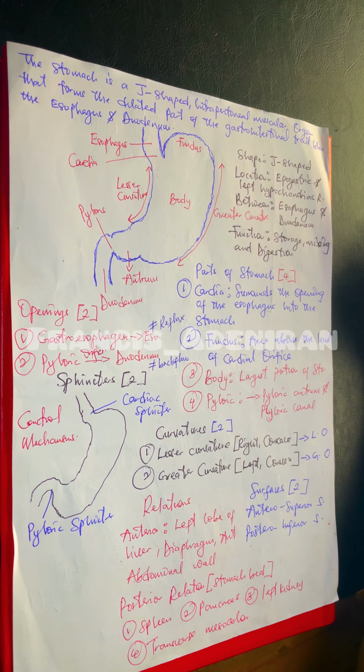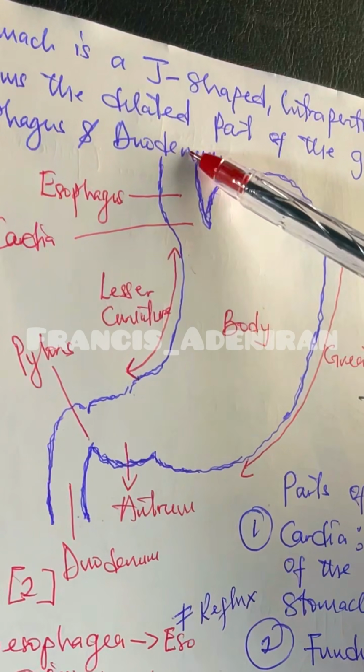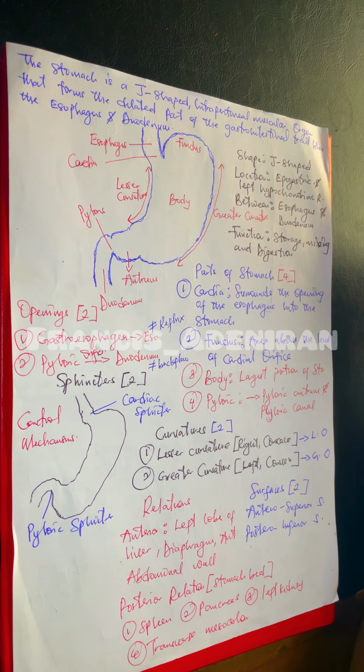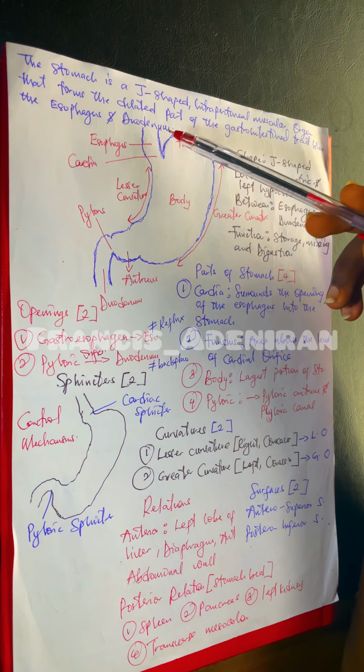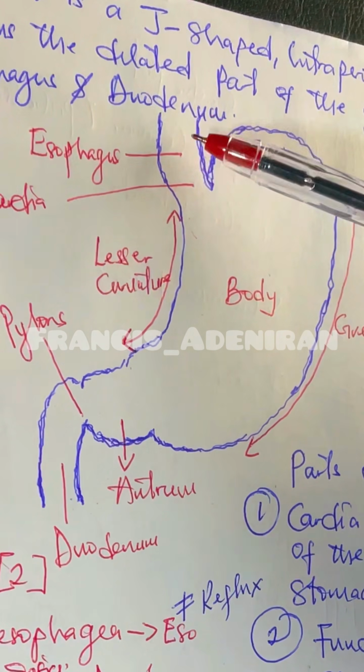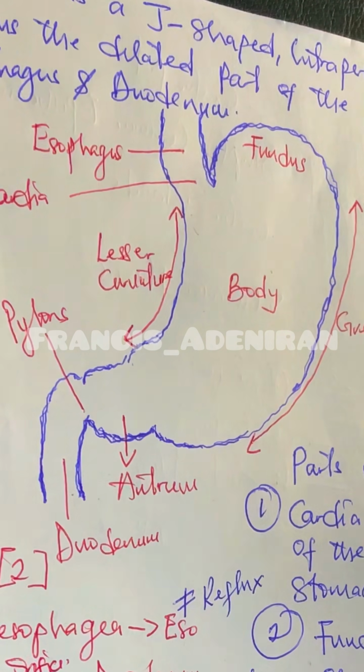In today's teaching, we are going to be considering the anatomy of the stomach. The stomach is a J-shaped intraperitoneal muscular organ that forms the dilated part of the gastrointestinal tract between the esophagus and the duodenum. By intraperitoneal, we mean that it is almost covered by peritoneum. From this diagram, you can see that the shape is J in shape. And from the definition, it is in between the esophagus superiorly and the duodenum inferiorly.